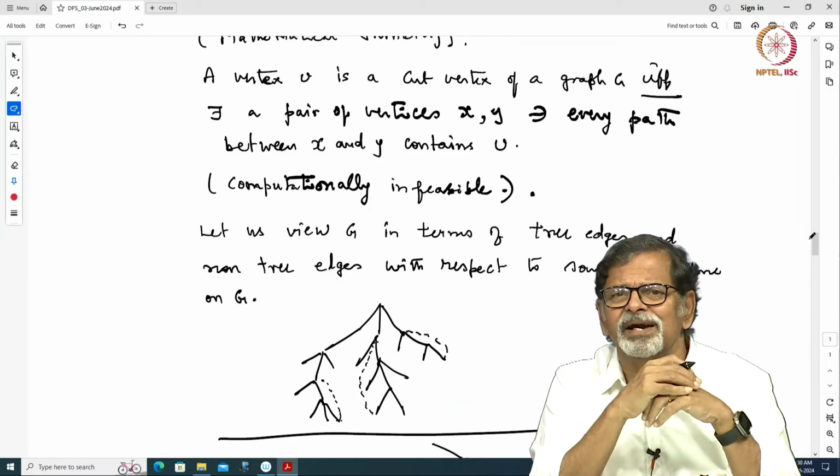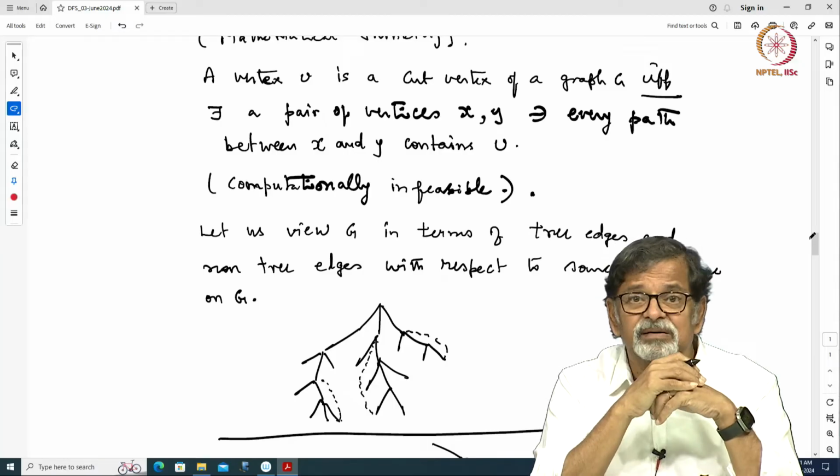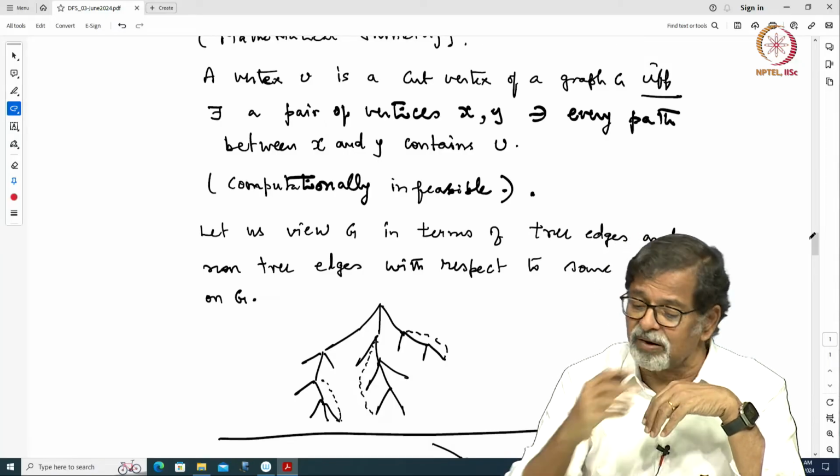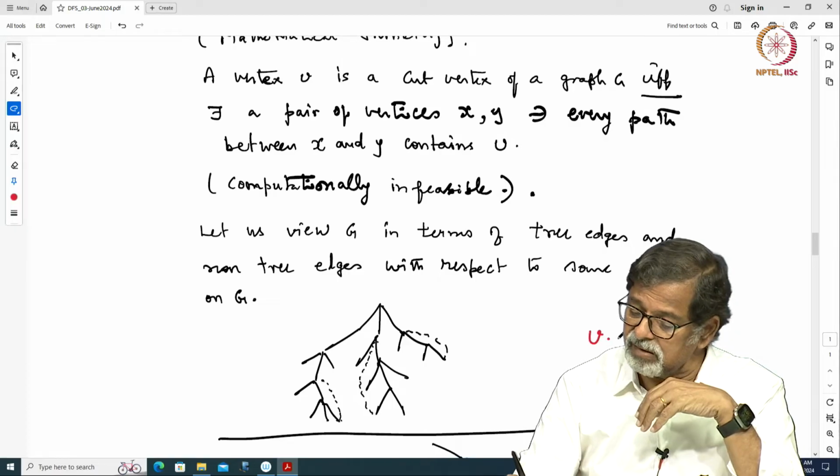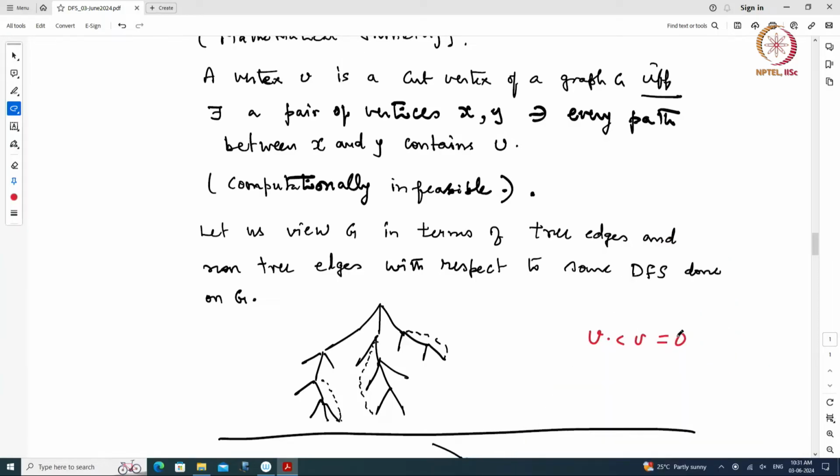So you can have an attribute CV, so that V dot CV equal to 0 if V is not a cut vertex, and V dot CV equal to 1 when V is indeed a cut vertex. Very simple, a Boolean flag. We have to determine this.